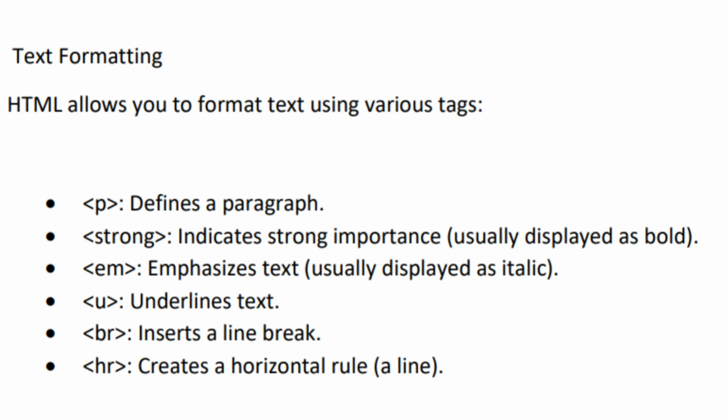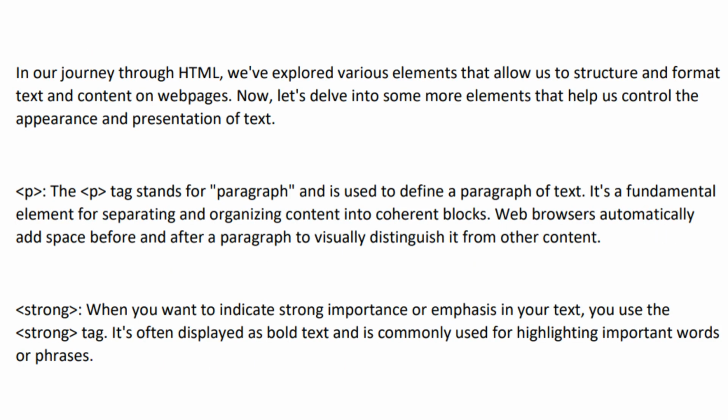Text formatting. HTML allows you to format text using various tags. P defines a paragraph. Strong indicates strong importance, usually displayed as bold. EM emphasizes text, usually displayed as italic. U underlines text. BR inserts a line break. HR creates a horizontal rule, a line.